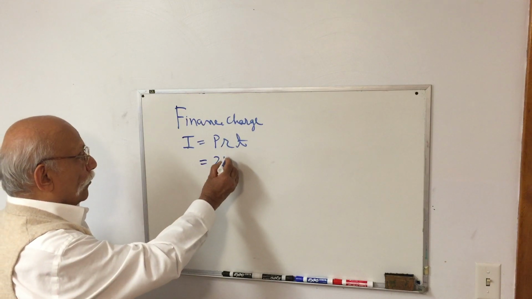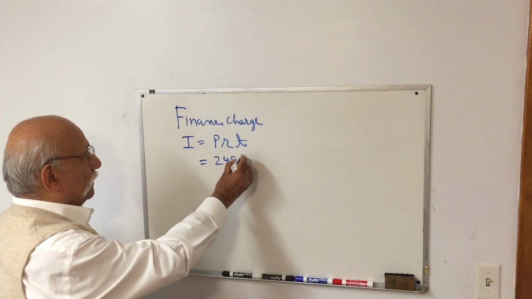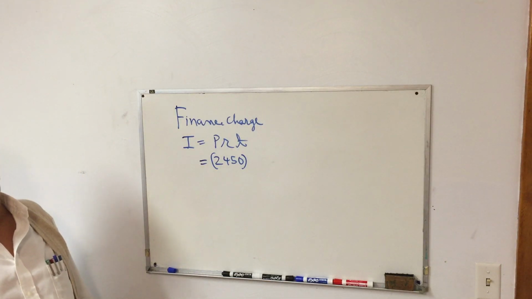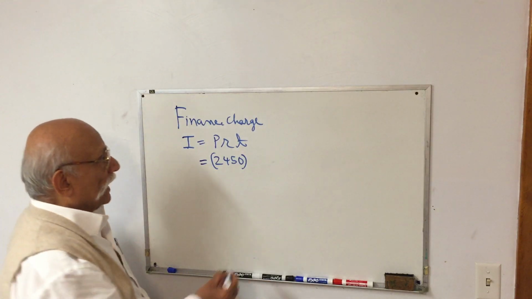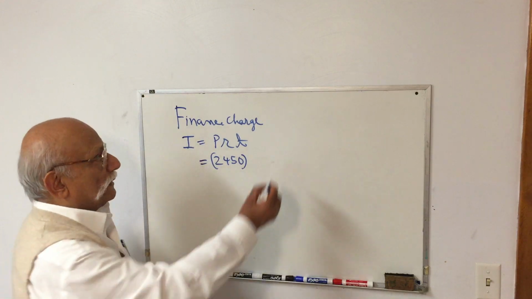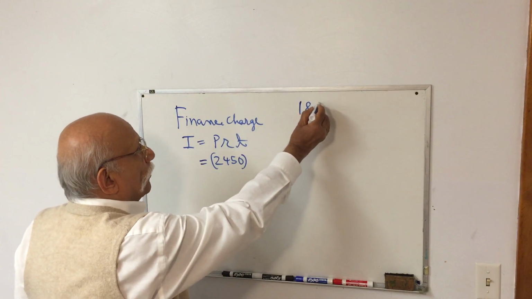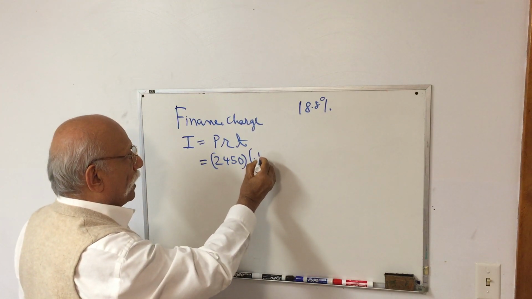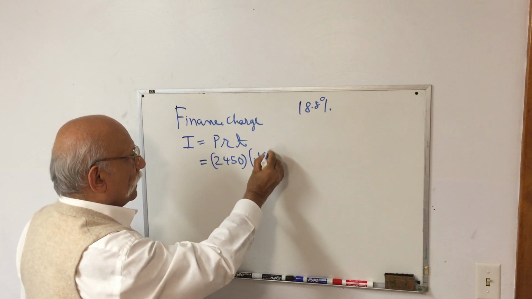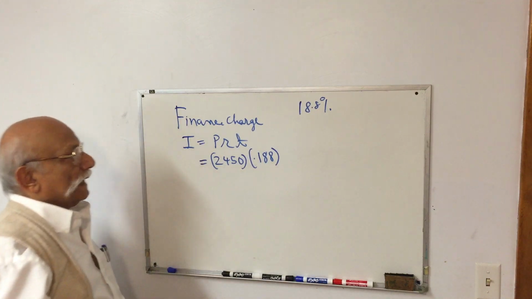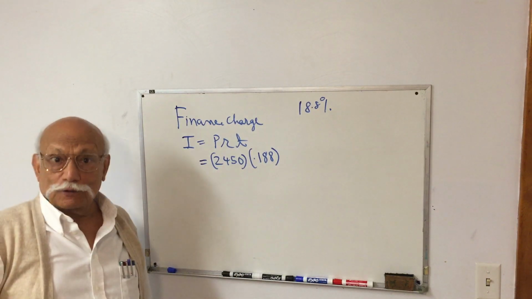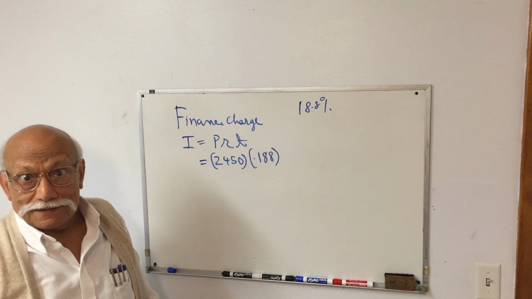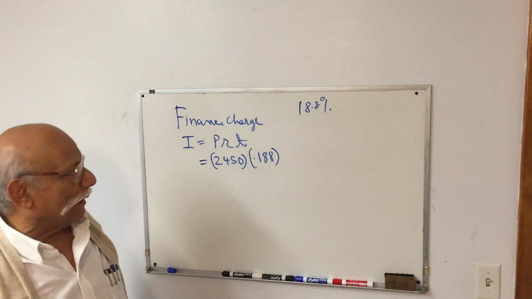So it's 2450, the money in your charge card that you owe. And the rate is 18.8%, which written in decimal is 0.188. Now T, what do you plug in for T? Well, it's 1 month. So 1 month is 1/12 of a year.